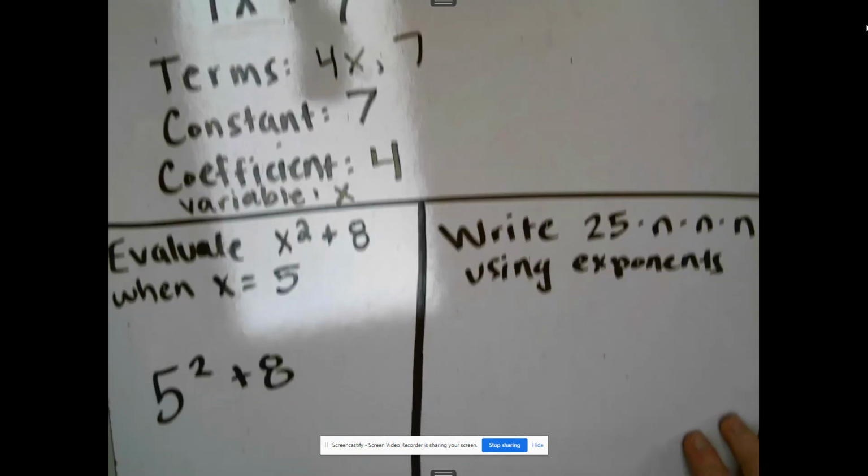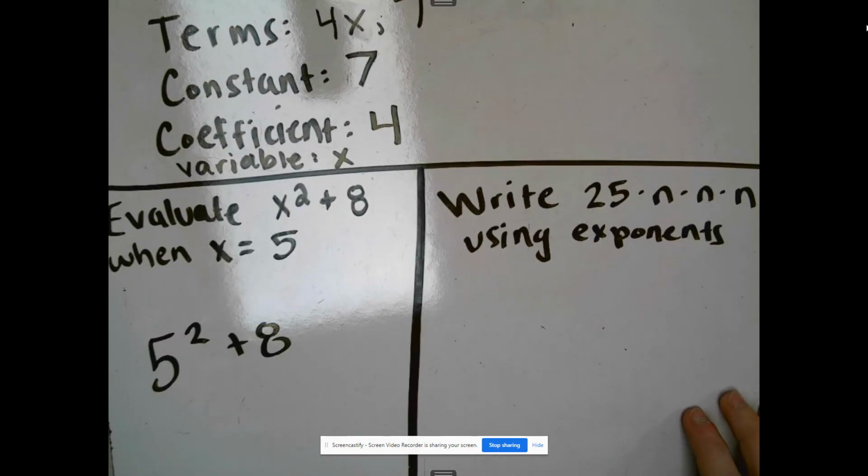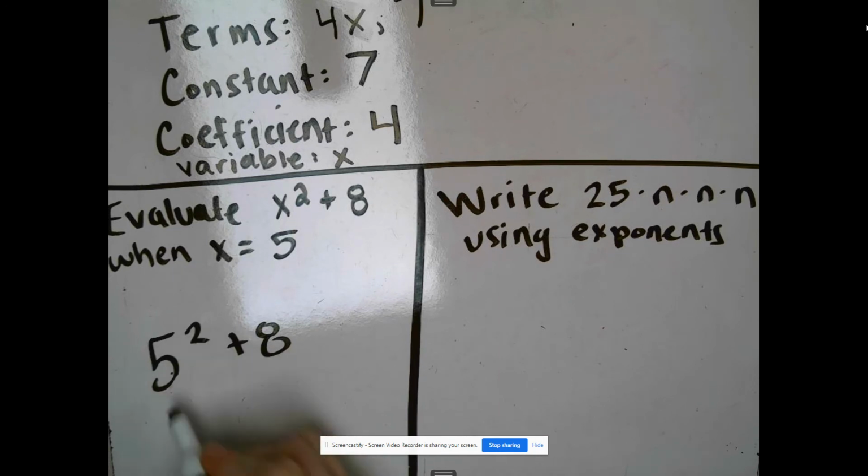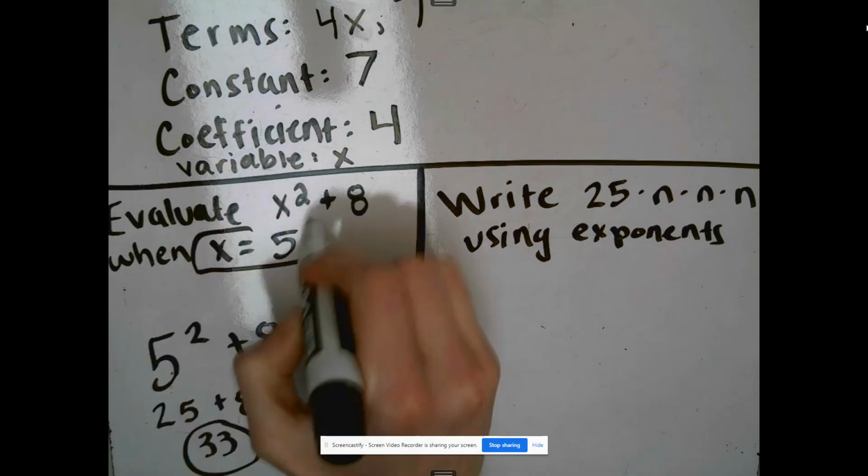So we know from PEMDAS, our order of operations, we're going to solve exponents before we solve addition. So we're going to do exponents. Remember, it's 5 times 5, not 5 times 2. So 5 times 5 is 25, and then we'll add 8. Our final answer would be 33. So we were able to evaluate it because it told us what x was.